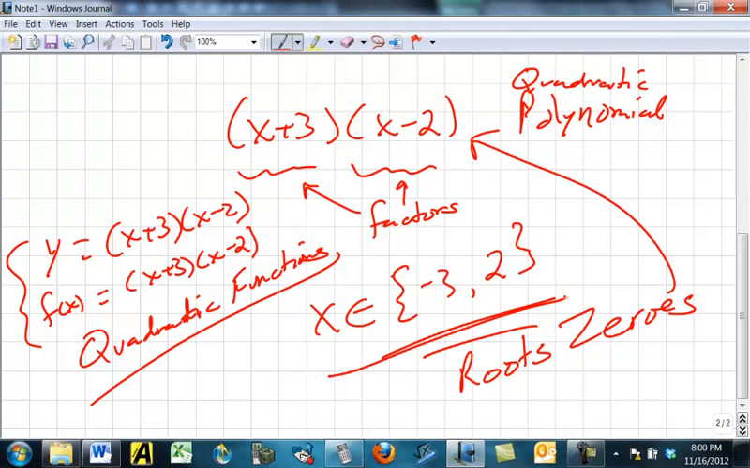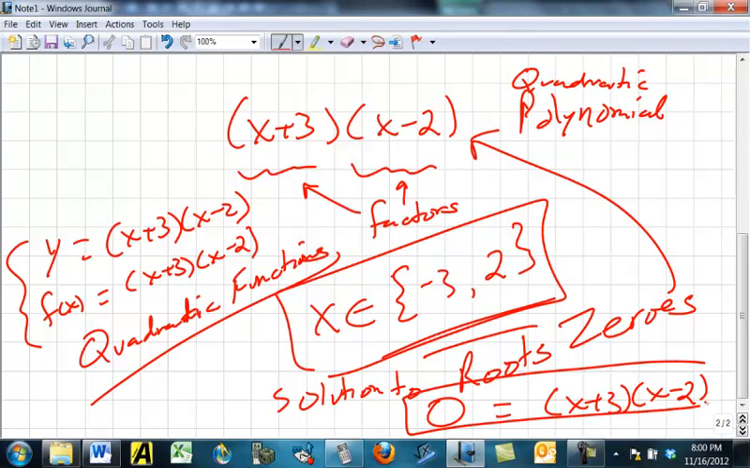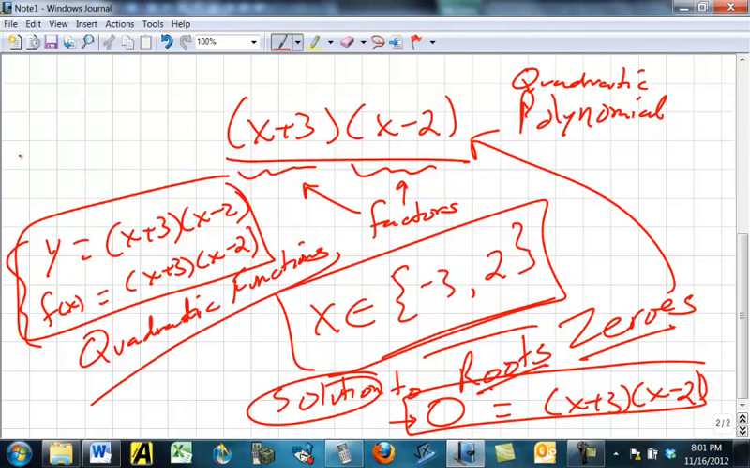Okay, and then these are solutions to the equation 0 equals x plus 3, x minus 2. So here we have an equation with 0 there, and so these are solutions. They're called roots or zeros of the polynomial. And as far as this quadratic function here, they correspond to x-intercepts. So here they are, x-intercepts.